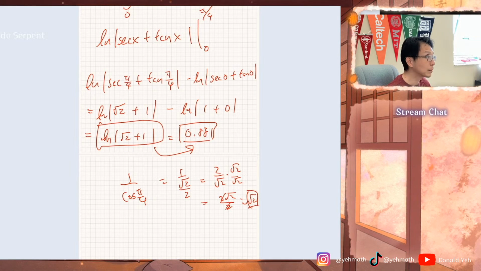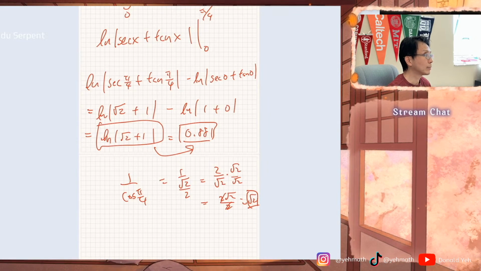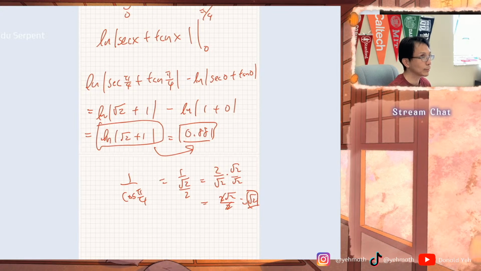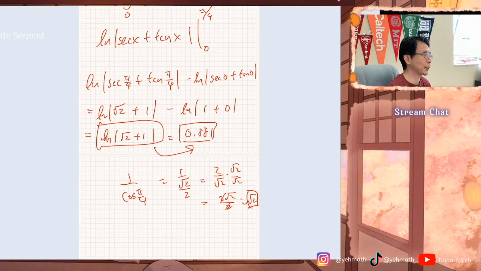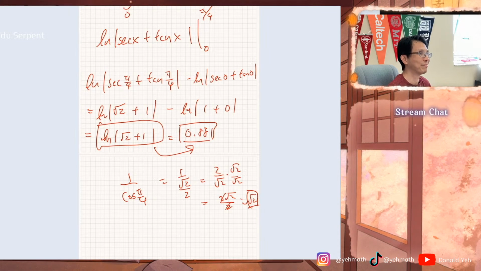Wow. You do not know what secant is. You didn't do your homework, kid. Shut up. But at least I know what secant of pi over 4 is. Yeah, but you don't know anything else. I know cosecant of pi over 4.